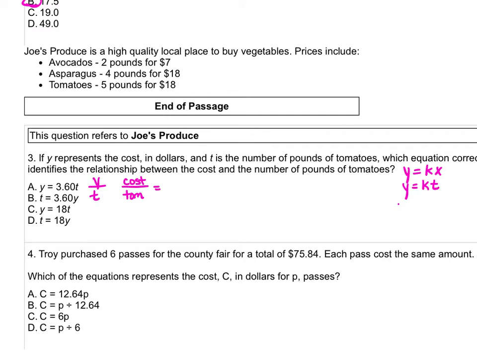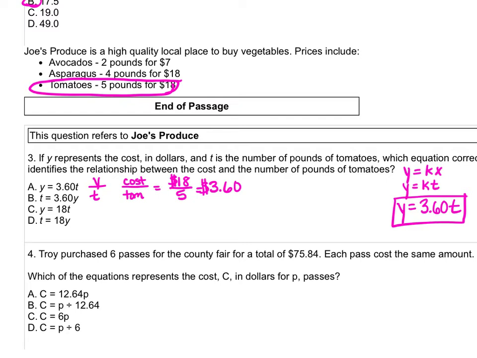Tomatoes here, it tells you that $18 purchases 5 pounds of tomatoes. So I'm going to divide that, 18 divided by 5, and I get 3.6. And we're looking at that as being dollars, so $3.60. And then I'm just going to write that little equation, y equals k, which is 3.60 times t. And that is answer choice A.